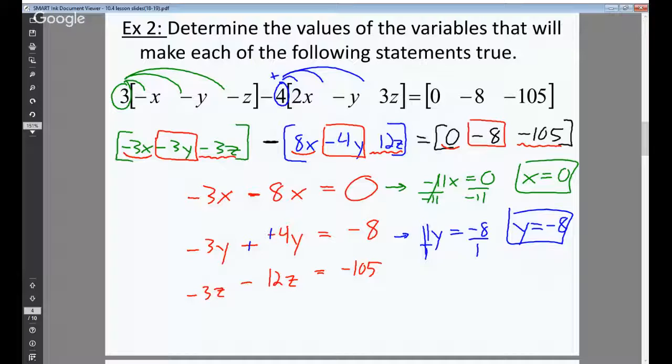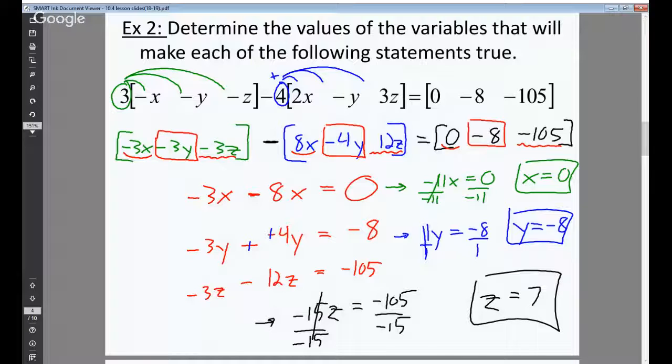All right, almost done. And then last but not least, negative 3z minus 12z, which will give you negative 15z, all equal to negative 105. And then all that's left to solve for z is divide by negative 15. And then double check that real quick. Negative 105 divided by negative 15 will give you z is equal to 7.